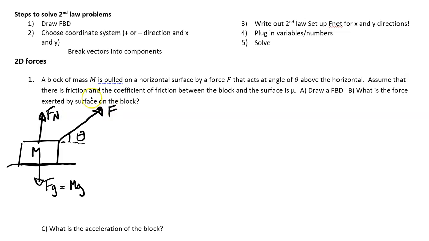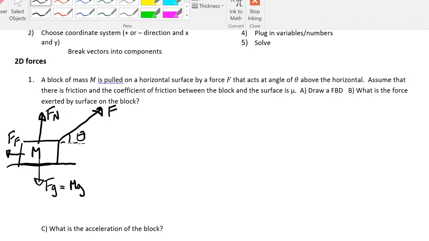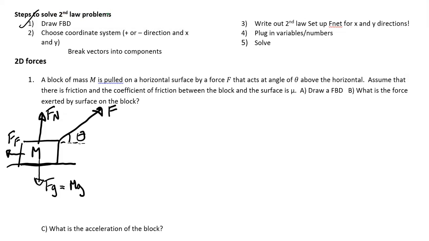And then it says there is friction, so it's pulling to the right, so friction has got to be the opposite way. Ff is going to be that way. So that is our free body diagram. If we do a graded free body diagram for the AP exam or for class, that's what your free body diagram looks like. Cool. So we did our first step. Let's go to the second step. Let's choose our coordinate system, positive and negative direction, and x and y.